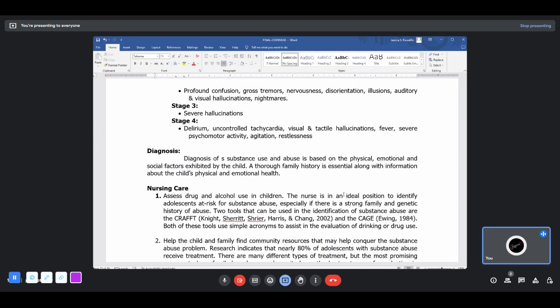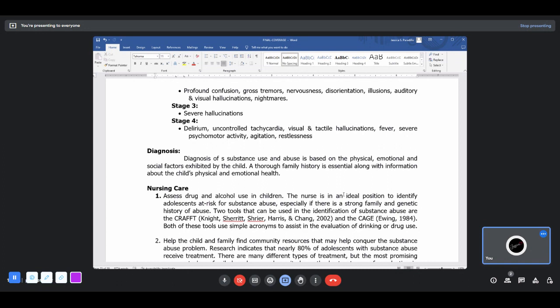Okay? For stage 3 naman, severe hallucinations. So it is no longer the same complications, it's different. What they hear and see, they have many other senses of things that nobody else sees or hears. Okay, stage 4 naman, there is delirium. When we say delirium, this is a disturbed state of mind or consciousness. Another one included in stage 4 is uncontrolled tachycardia. Okay, visual and tactile hallucination.